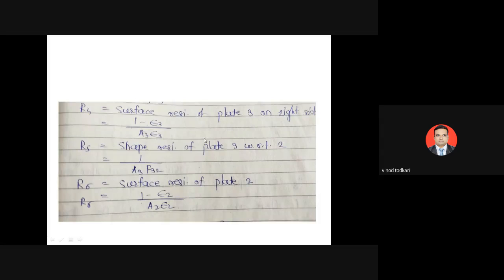Right? So what is R4? Surface resistance of plate 3. What is R5? Shape resistance of plate 3 with respect to 2. And what is R6? Surface resistance of plate 2. Now, what is R4? Surface resistance of plate 3.